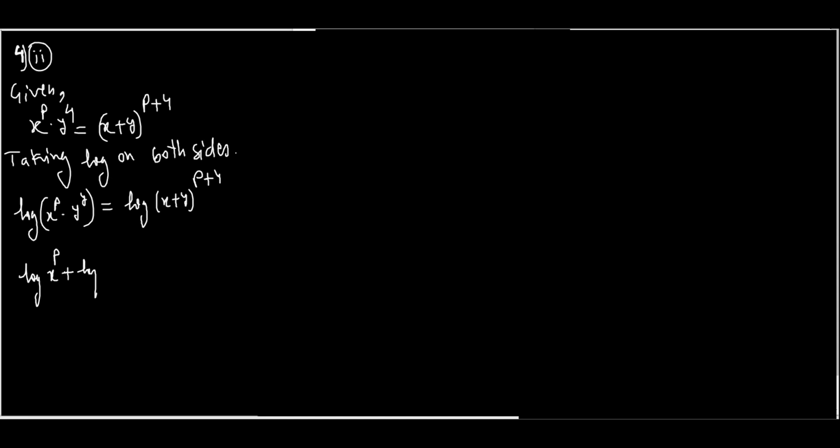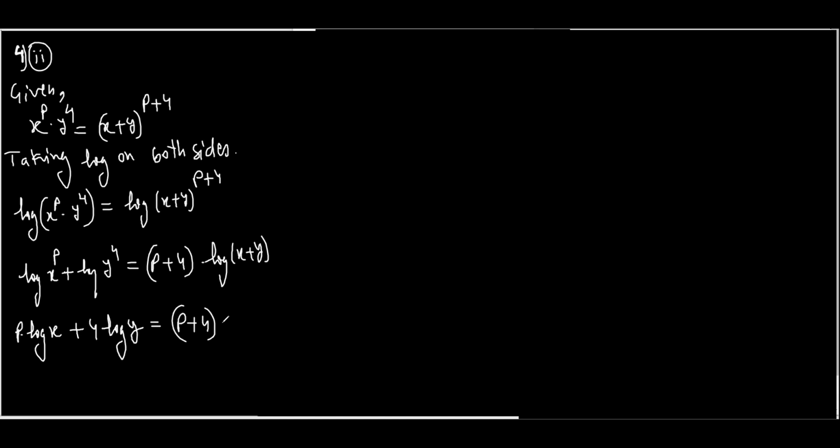What I did was I wrote this as y, it is actually 4. So here I have y raised to 4. So log of x raised to p plus log of y raised to 4 equals to, here you get p plus 4 into log of x plus y. So the next step you get p log x plus 4 log y equals to p plus 4, and you get log of x plus y. Now it has been simplified to the best step.